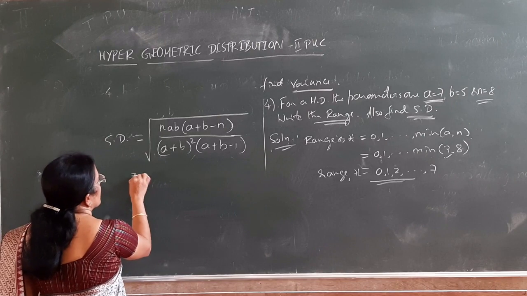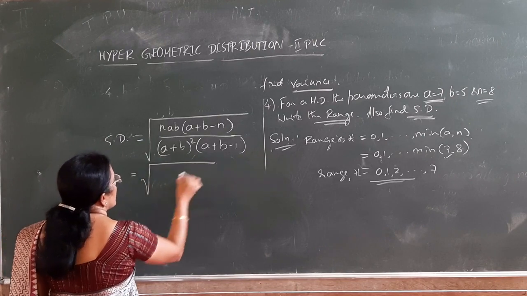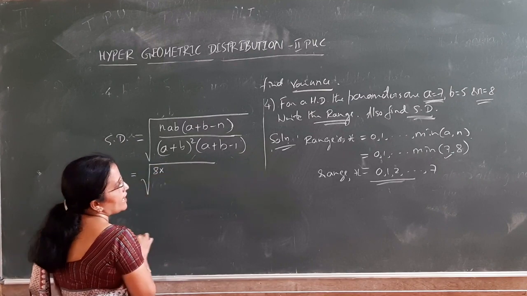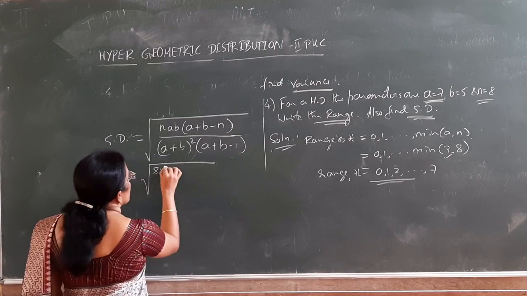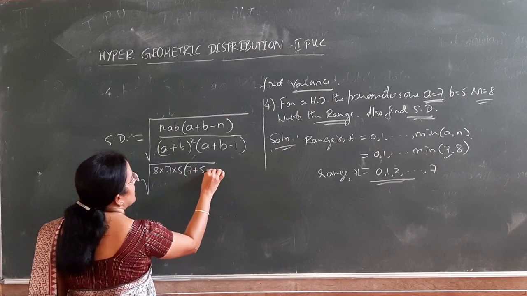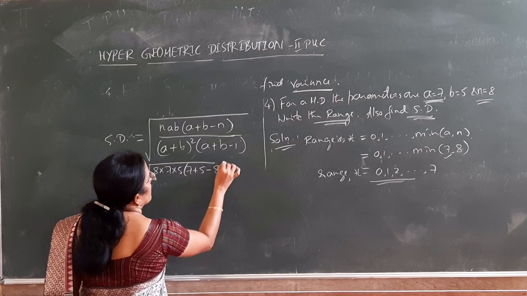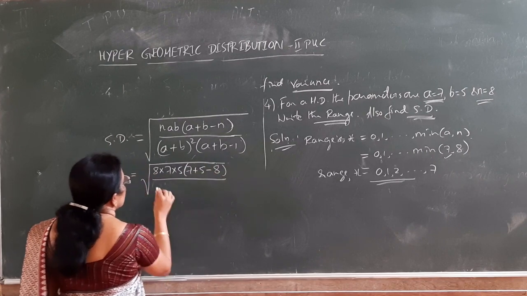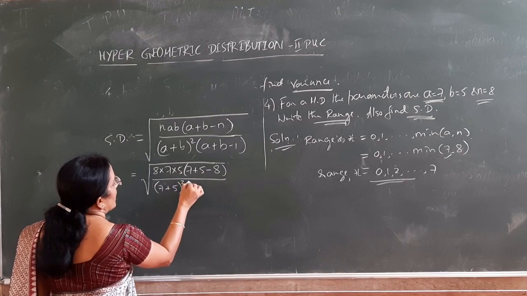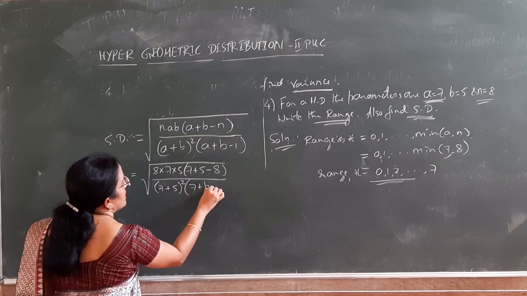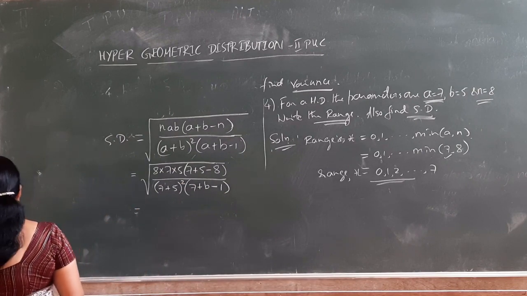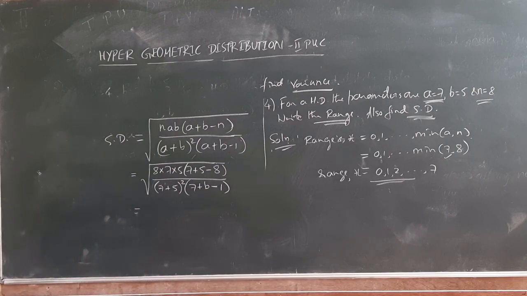Now substitute the values here. Square root of NAB, N is 8, into A into B, 7 into 5, into A plus B minus N, 7 plus 5 minus 8, divided by A plus B whole square, 7 plus 5 whole square, into A plus B minus 1. Just as earlier, put the square root to find the standard deviation.